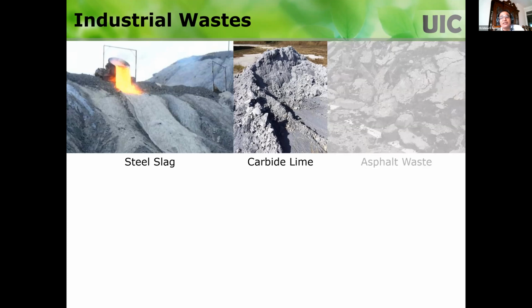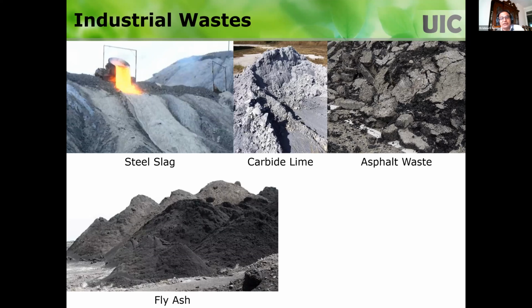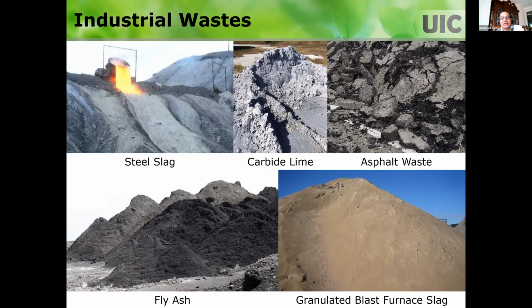Carbide lime is another industrial product. Roadway asphalt waste is another product. Fly ash, as I mentioned, in the coal combustion process you may get fly ash, or if it gets mixed up with other things, it's called coal ash. And some of these materials can be used. For example, some types of fly ash can be used in concrete, but others cannot be used. And this is another type of slag.